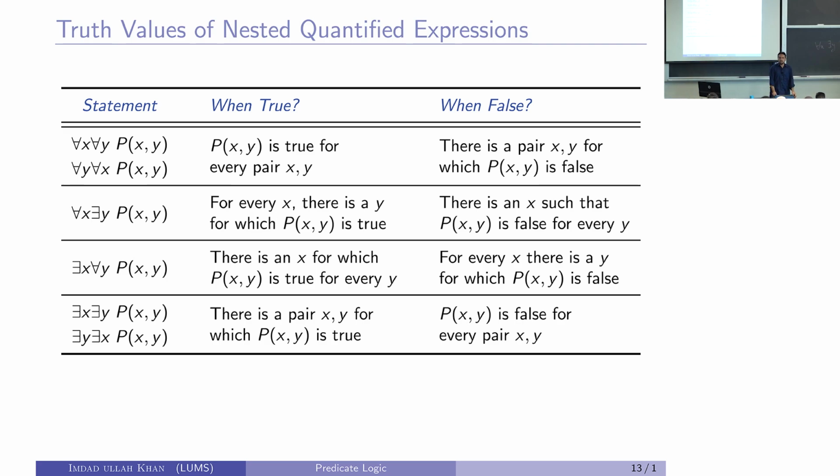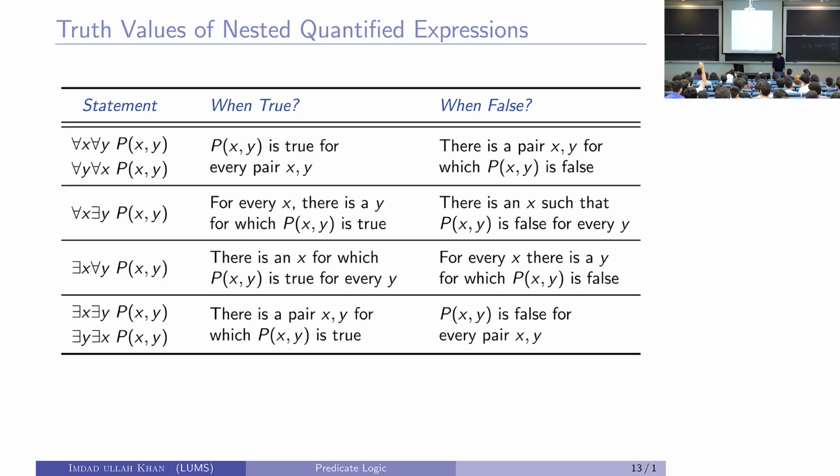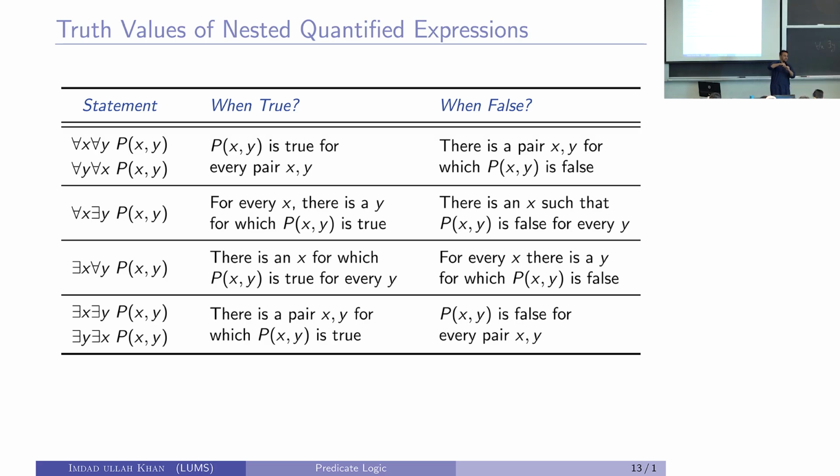Okay, and when is this statement false? There is no x for which P(x, y) is true for everyone. So I checked it for x1: for at least one y, P(x1, y) is false. Then I checked it for x2: for at least one y, P(x2, y) is false. Then x3: for at least one y, maybe a different y for each of x1, x2, x3, P(x3, y) is false. So for every x there is at least one y for which P(x, y) is not true, then this statement is false.